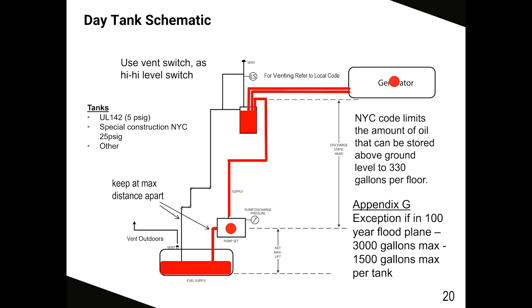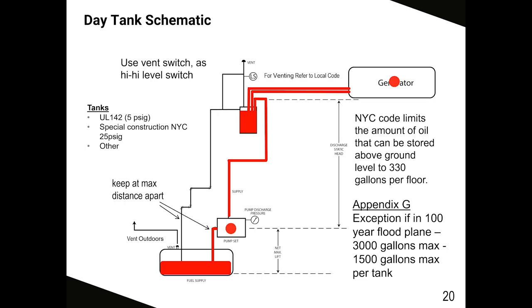The overflow pipe, per code, must be 2 standard pipe sizes larger than the supply pipe. The maximum storage per floor above the lowest floor of a building in New York City is 330 gallons, and the roof is considered a floor of the building.